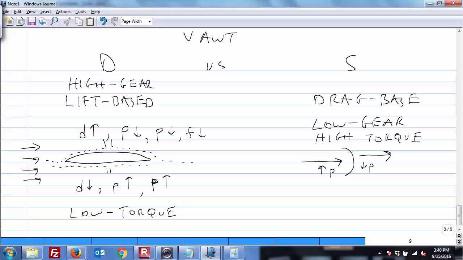Is one better? Is one worse? Well, it's kind of a moot point. What's the best renewable technology? Depends where you are. But the vertical axis wind turbine is better for low elevation, low height, and variable direction.